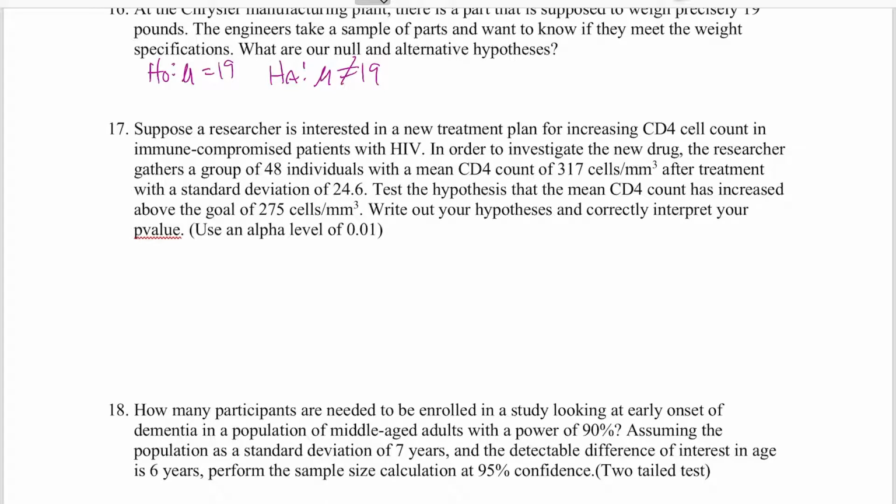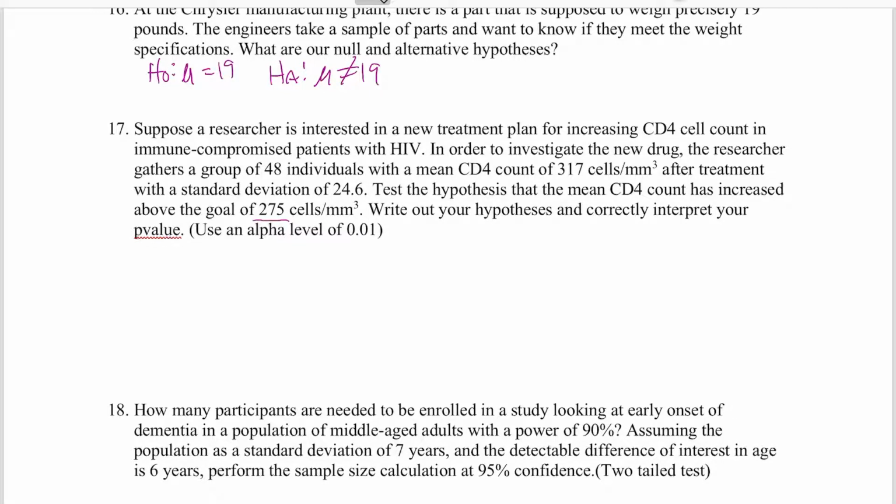Number 17, here we're given a paragraph talking about HIV meds, specifically increasing their CD4 count. The hard part with some of these questions is that we're given a lot of information. When we actually do research, we don't know the conclusion of it, but in these practice problems, we have a conclusion already given to us. After reading the problem, our test hypothesis is to increase above the goal of 275. So our goal is to be over 275.